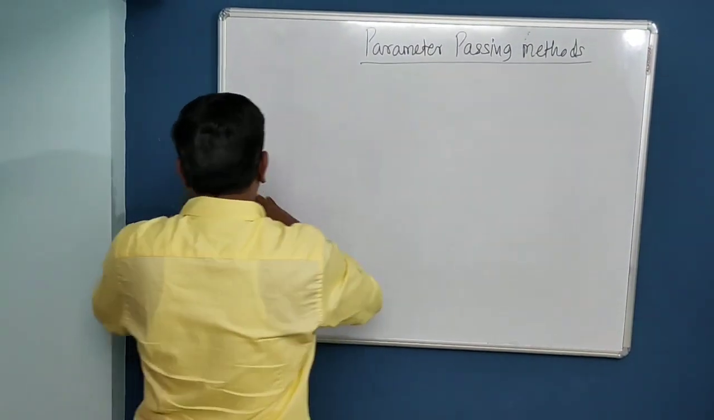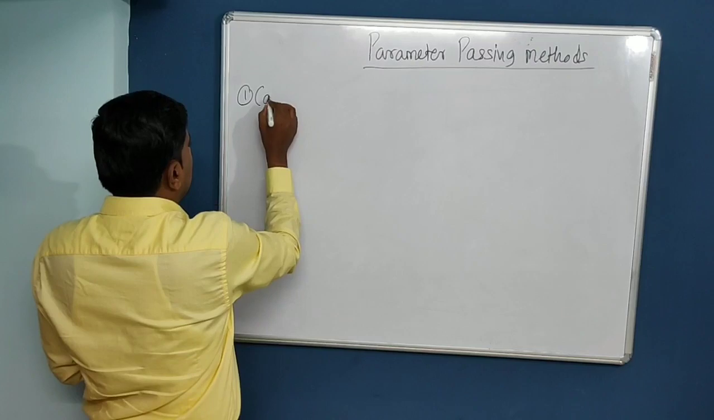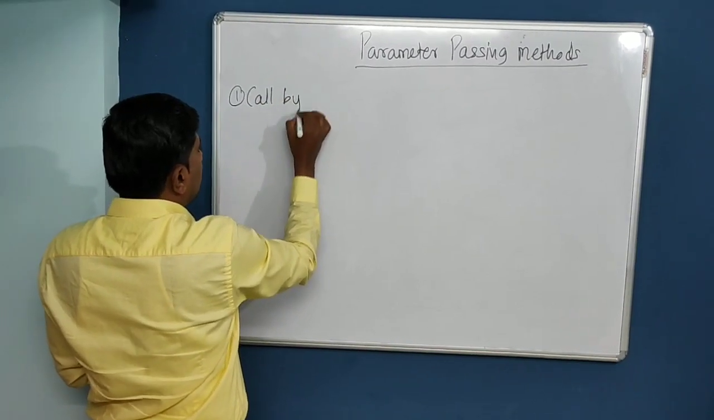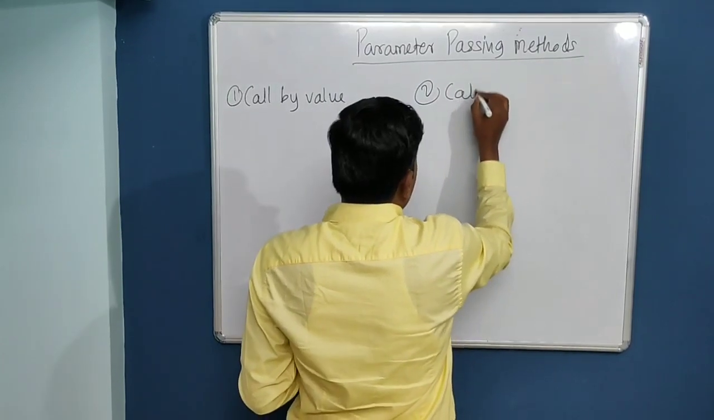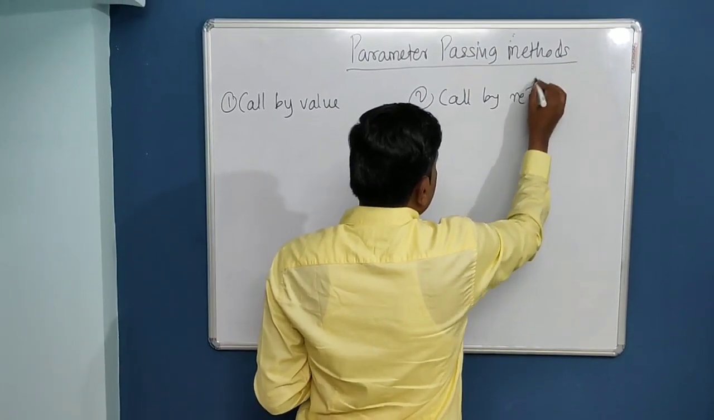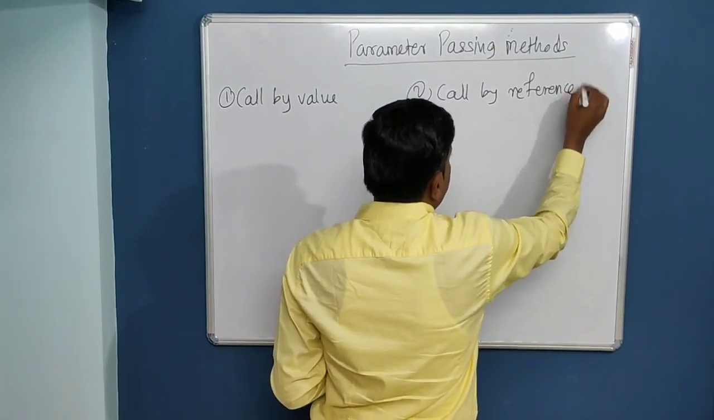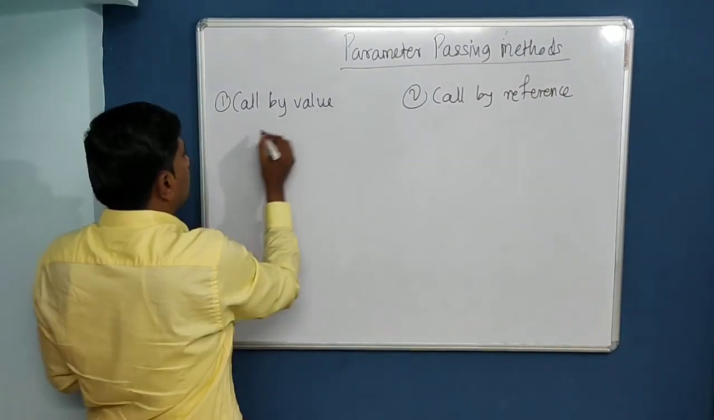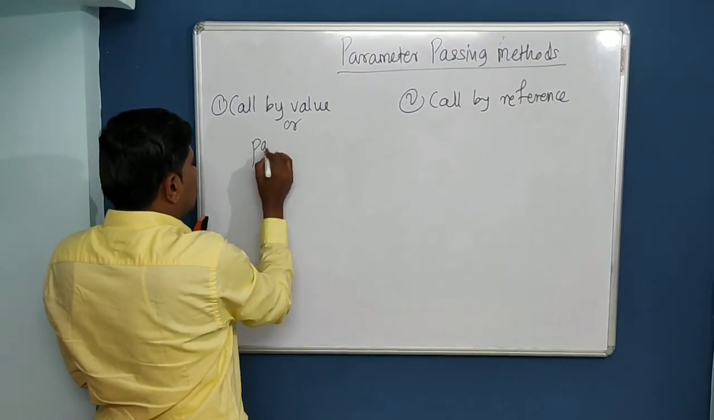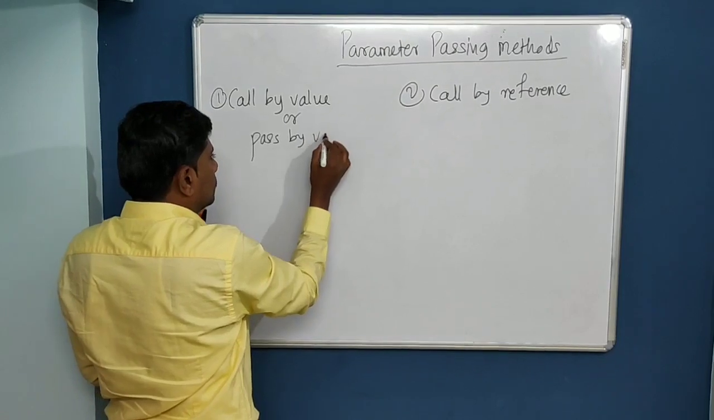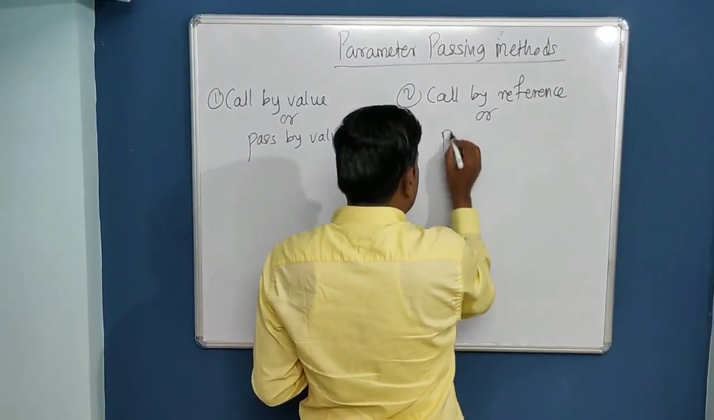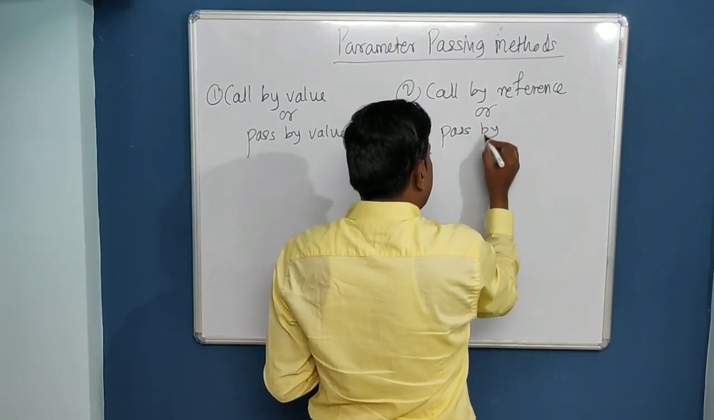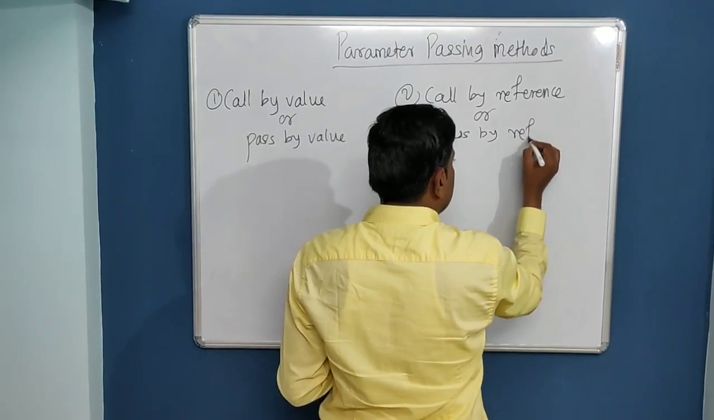Parameter passing methods. So the first method is call by value, and the second method is call by reference. Call by value method is also called pass by value. Call by reference method is also called pass by reference.